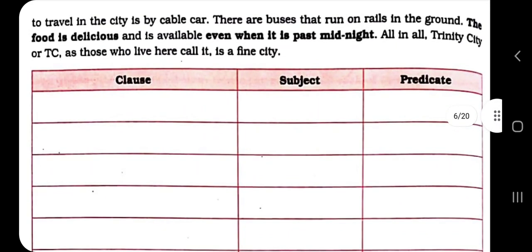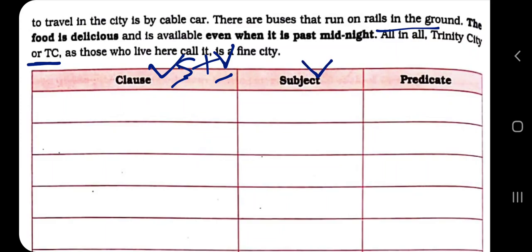There are buses that run on rails on the ground. This food is delicious and is available even when it is past midnight. All in all, Trinity City, or TC, as those who live here call it, is a fine city. Now you have the understanding of clauses. Clauses are groups of words which have a subject and a predicate, and may or may not give complete sense. Subjects refer to the person, place or thing performing the action, and predicates tell something about the subject.